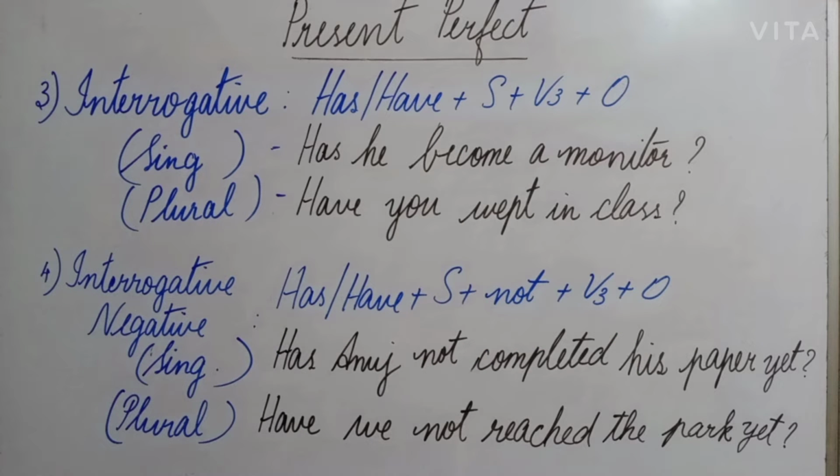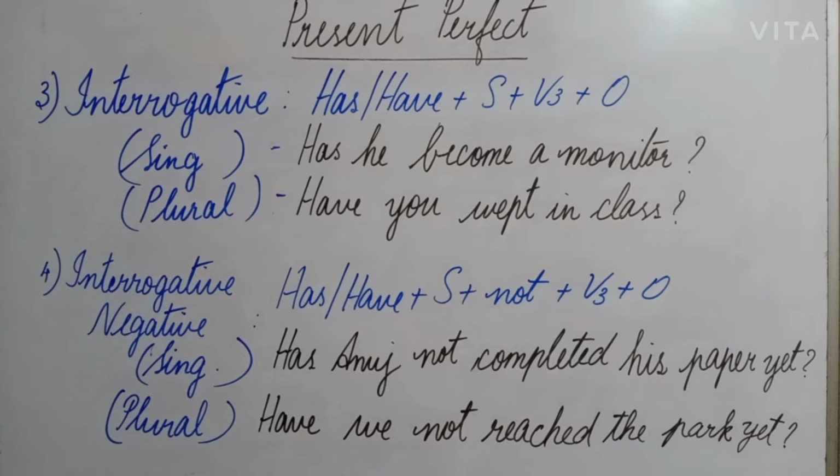The third type of sentence is the interrogative sentence. So it is a question sentence. We will begin with the supporting verbs: has or have plus subject plus verb 3 form plus object.